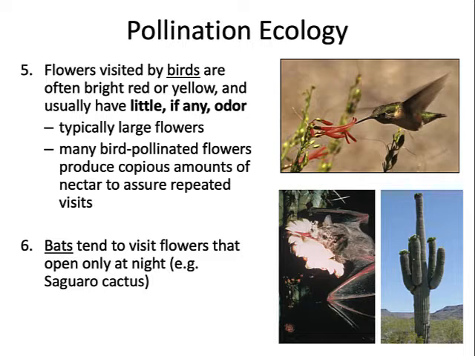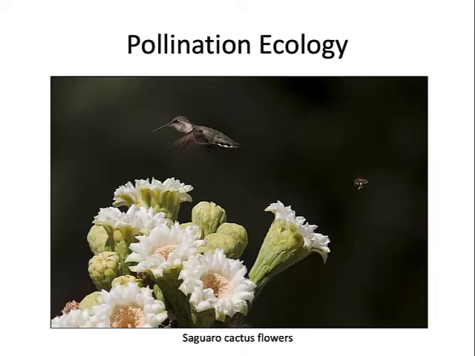And lastly, we've got our bat-pollinated flowers. These tend to be flowers that open at night because bats tend to be active only at night. An example is very famous from the southwest deserts of the United States, the iconic saguaro cactus with its huge flowers that open to allow for those bats to visit. And while we learn these trends, many flowers are actually pollinated by multiple animals. Birds, bats, and bees might all visit the same flower, even if we're talking about the saguaro cactus.